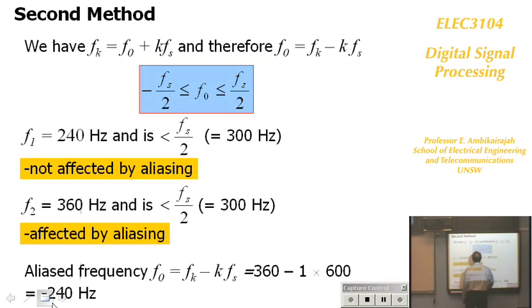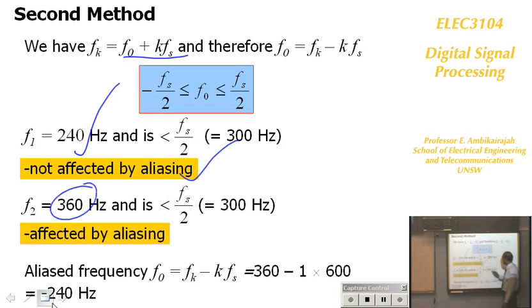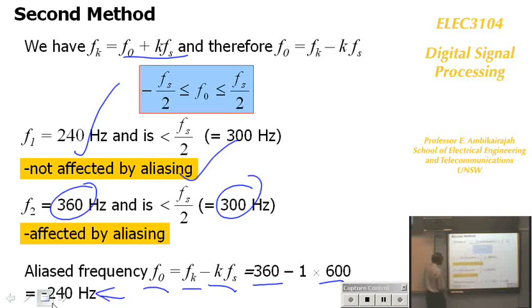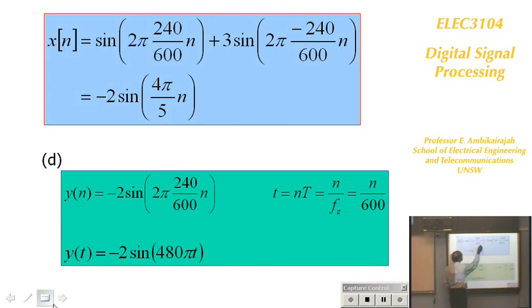And the second method you can use is to find out where the alias frequency is. So for 300 hertz, for this one, nothing happened, it is not affected by aliasing. 360 is affected because it is above half the sampling, 300. So find the affected aliasing frequency, which is F1 minus 1 FS, 360 minus 600. If you work that out, you get 240 hertz. So another frequency is created, and minus 240 is created. If you add them all together, this is the value you get.